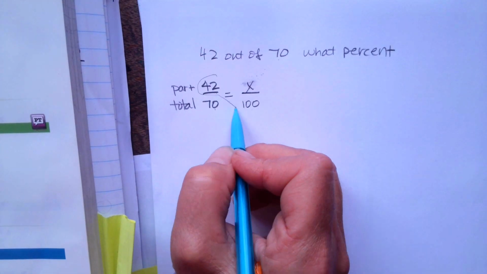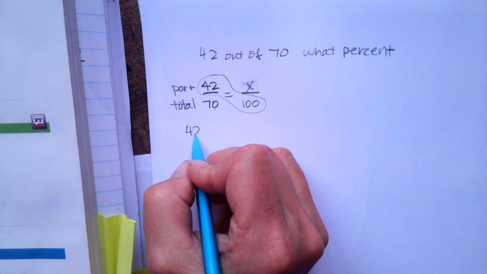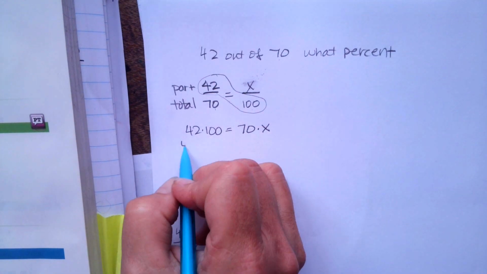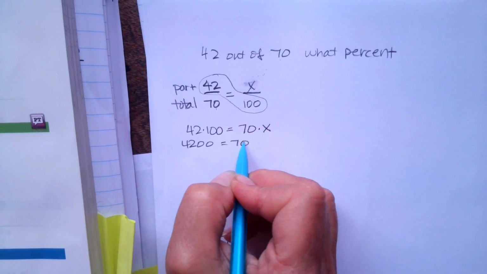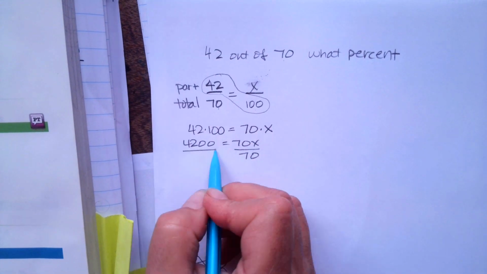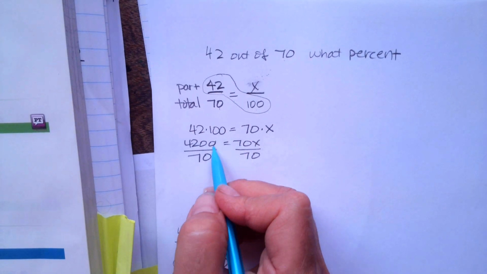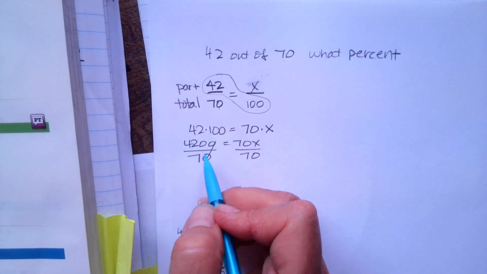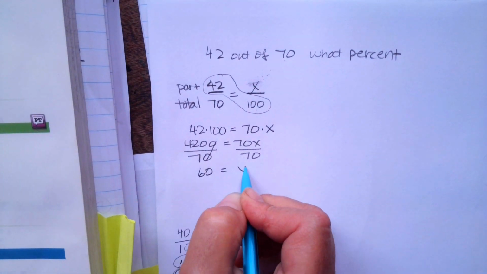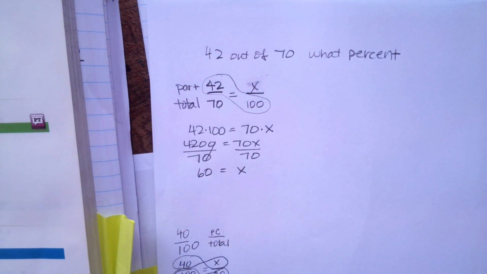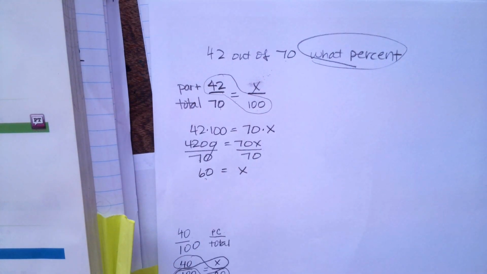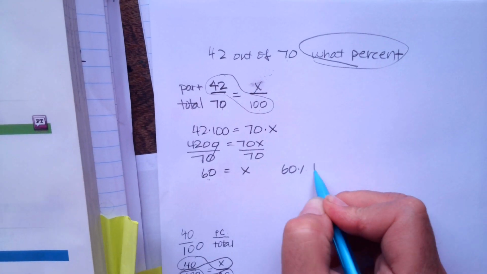And then this is 42 times 100 equals 70 times X. And then we simplify: 4200 equals 70X. How do I get my 70 away from my X? I divide it out by 70. And then this cancels each other out. 42 divided by 7 is 6. And a 0 is left over, equals X. Then we have to label our answer because the problem asked what percent. So it's not just 60, it's 60% had pets.